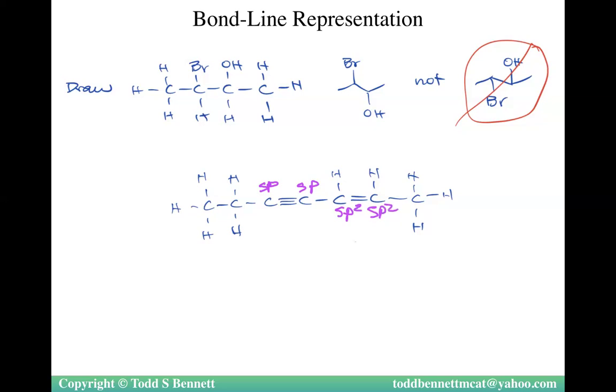So the bond angle around an sp carbon is 180. It's a linear structure. And sp2 is trigonal planar with bond angle 120. And so when we draw our bond line structures, our bond line representation of our molecules, we have to keep that in mind. So the zigzag is for sp3.